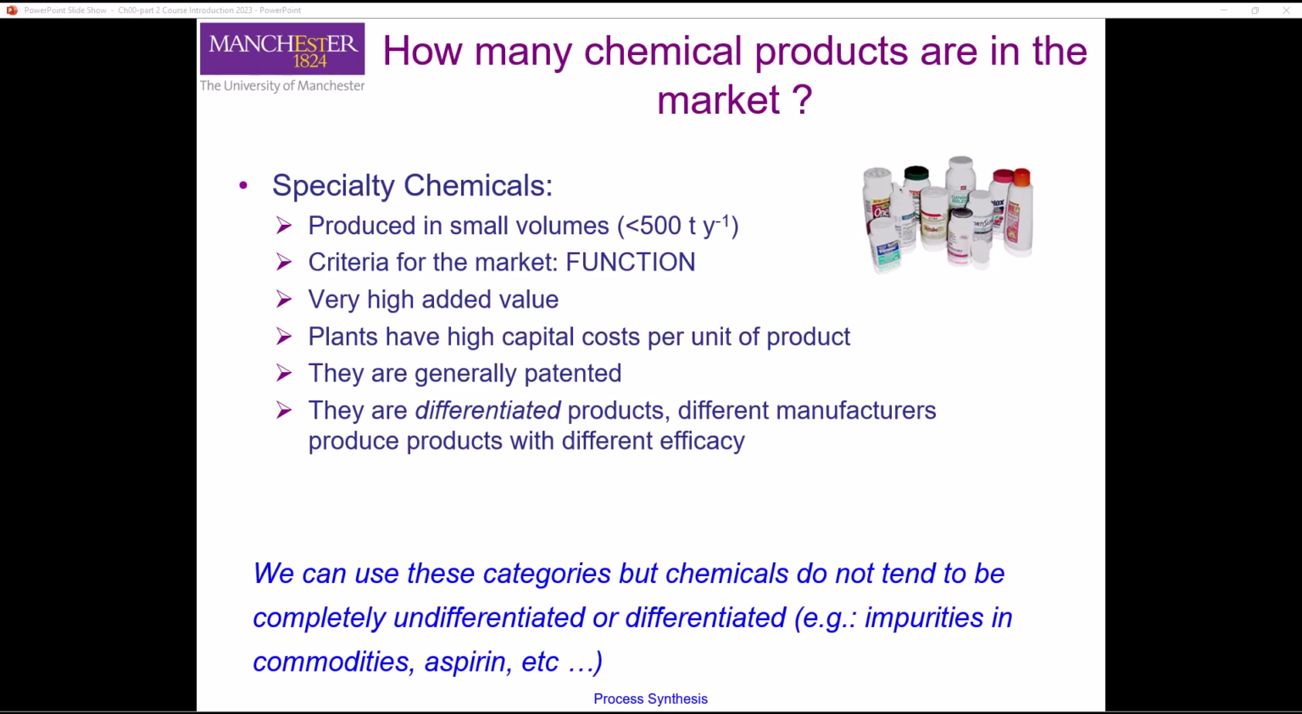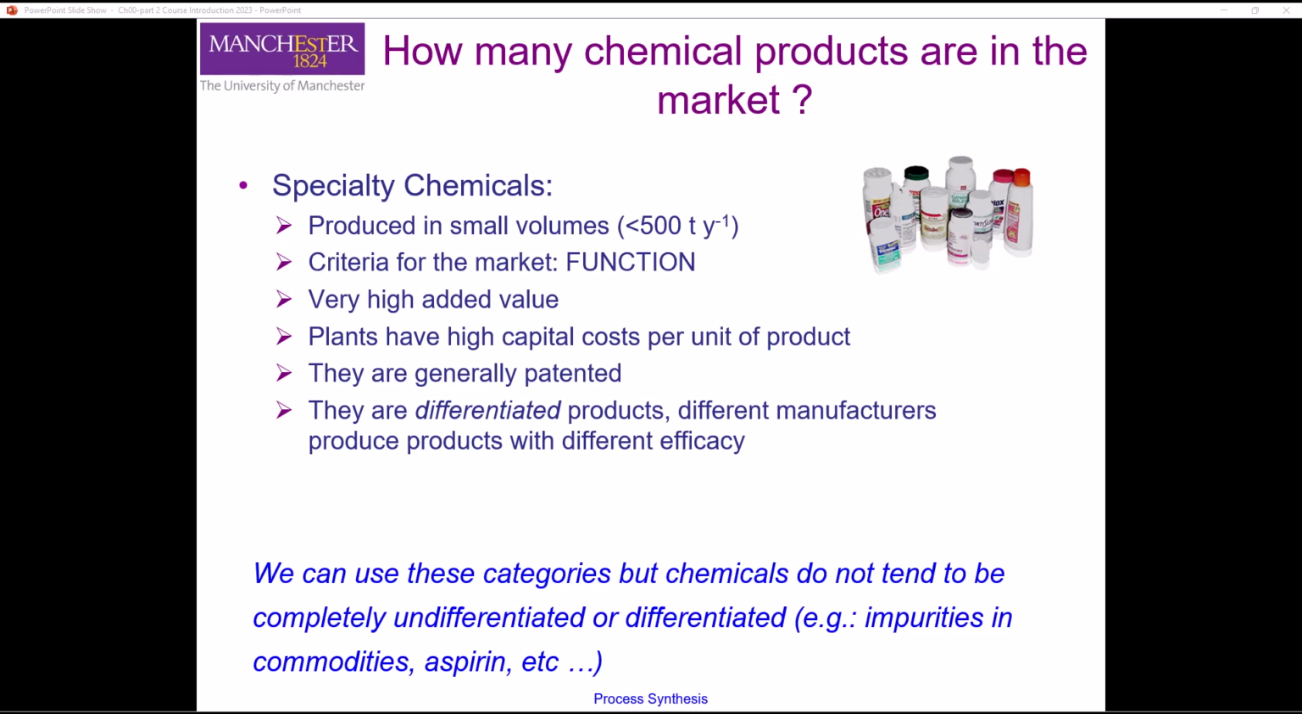So specialty chemicals are normally considered as differentiated because they are mostly purchased on the basis of their effect or function. Okay, so for example, competitive pharmaceutical products are differentiated according to the efficacy of the product rather than the chemical composition. Similarly, an adhesive is purchased on the basis of its ability to stick things together rather than its chemical composition, and so on.